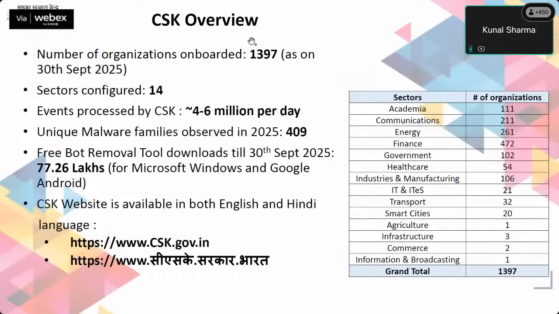As of now, as an overview, CSK has onboarded almost 1400 organizations that are divided into 14 critical infrastructure sectors. These are academia, communication, energy, finance, government, healthcare. All major sectors are covered. Till now, we have found almost 409 malware families in 2025. And there are almost 77 lakh free botnet removal downloads till 30 September 2025. And this is the website, csk.gov.in and csk.sarkar.bharat.